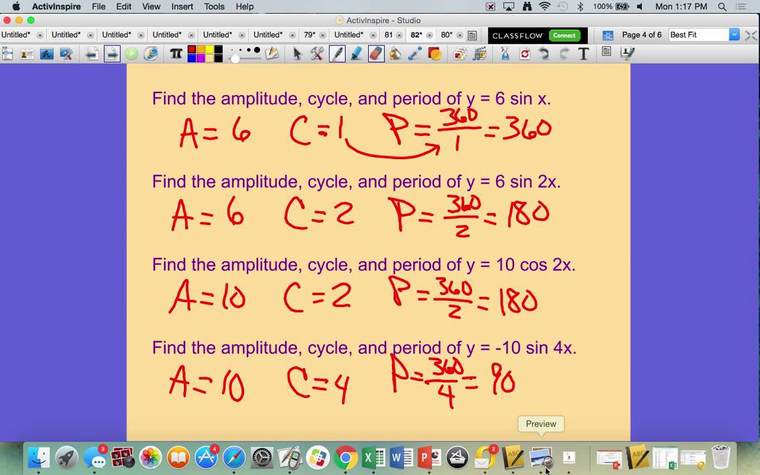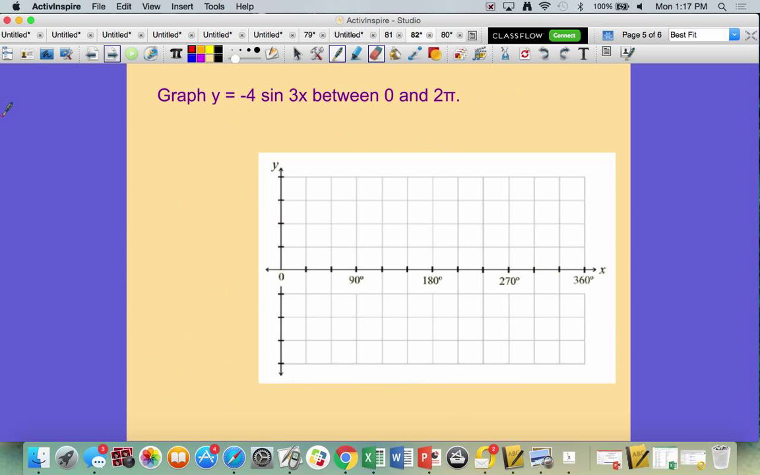Remember, the amplitude is telling you what that measures. It's measuring from the center point of the graph to the top. How high does it get? So this bottom one, if it started at 0, the top would be 10. All right, the cycle tells you how many waves are between 0 and 360, and the period tells you how long each one of those waves are. So let's try a few of these.